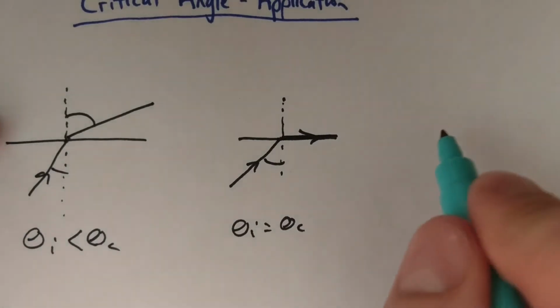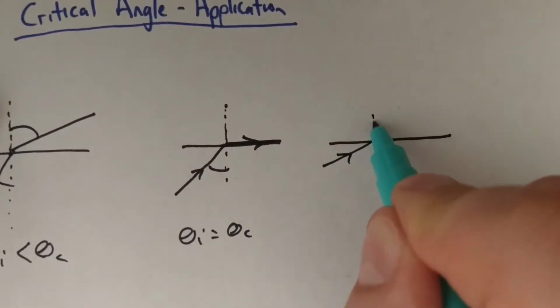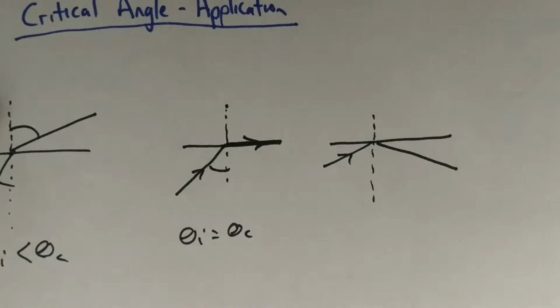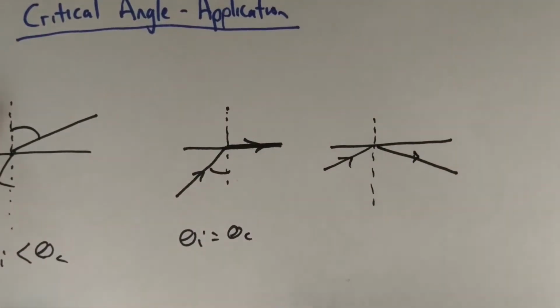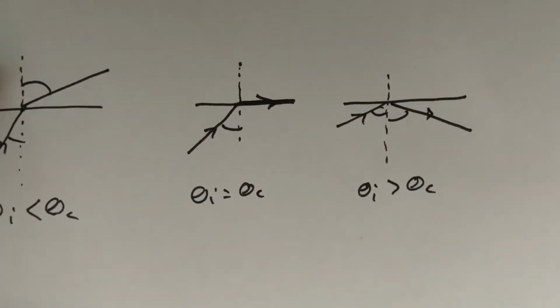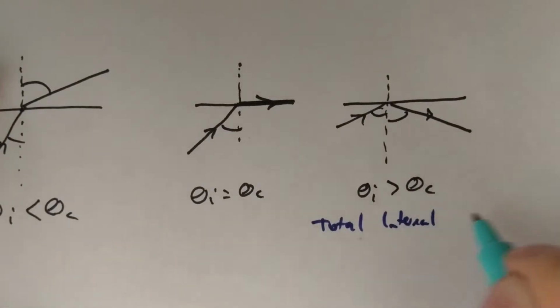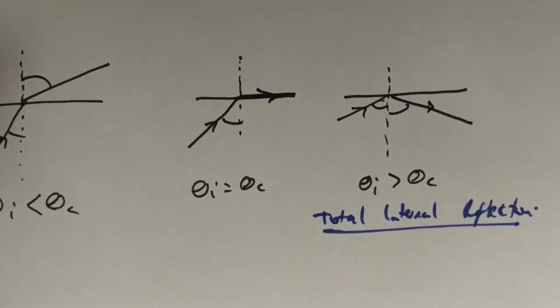The third situation, if we are exceeding our critical angle, is we now have our refracted ray not on the opposite side, but reflected back into the original material. So theta I is greater than theta critical, and this is called total internal reflection. And we get that when our incident angle has exceeded the critical angle.